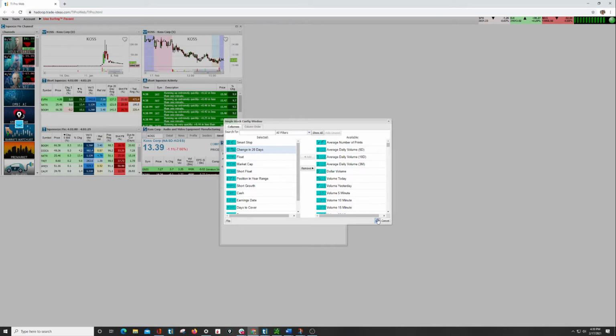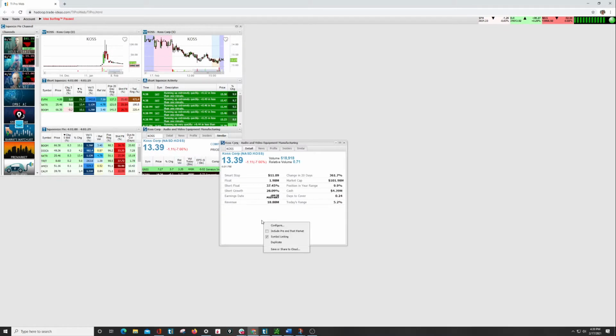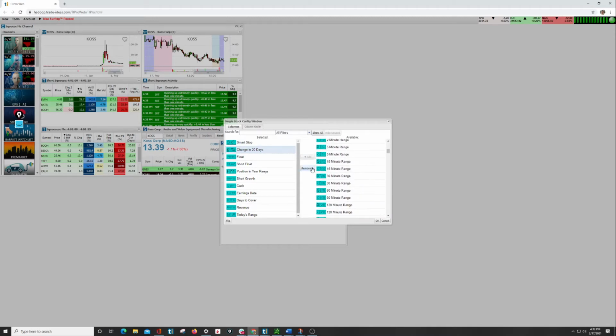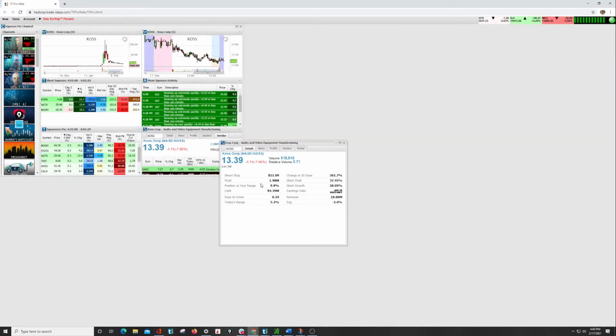we click. I don't know how much I can add to this actually, because there is a limit on how much you can put in here. So let's get rid of market cap and let's add 20 days on there, sorry. Let's put in gap percent. So we select that and we add it, and when we press OK, we got rid of what the market cap was, and now we can see the change in 20 days.